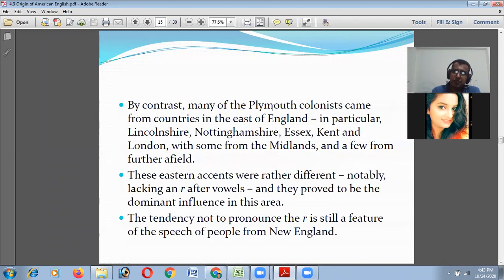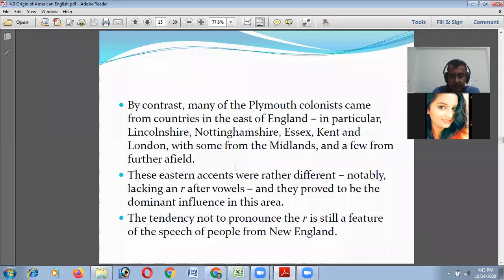By contrast, many of the Plymouth colonists came from countries in the east of England, in particular Lincolnshire, Nottinghamshire, Essex, Kent, and London, with some of the Midland and a few from farther afield. These Eastern accents were rather different, notably lacking an R after the vowel, and they proved to be the dominant influence in the area.